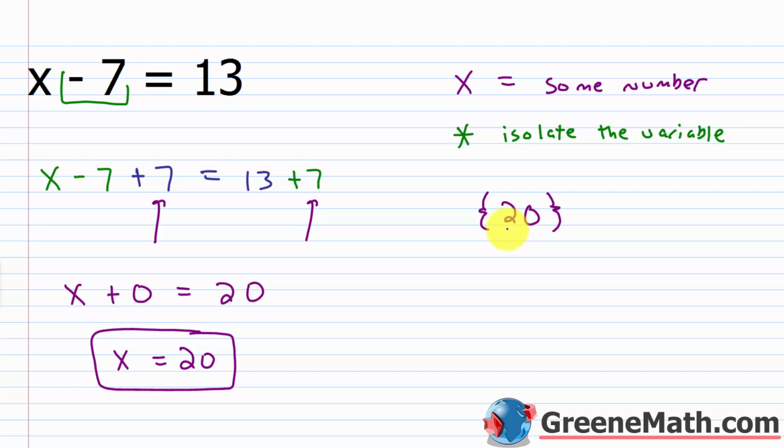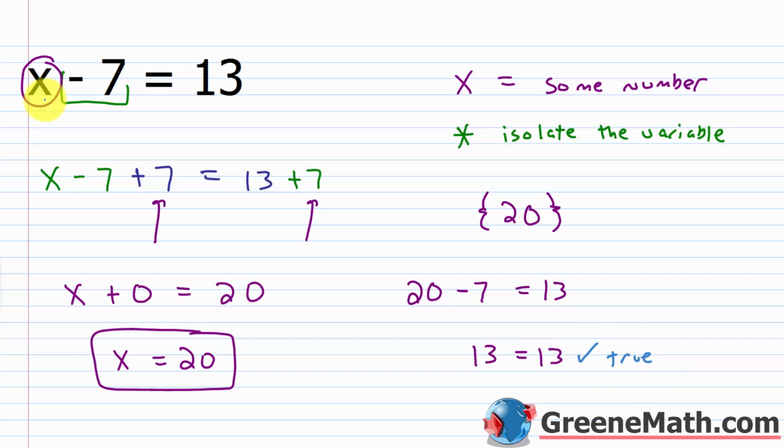It's just different notation. So we can always check this, again, by plugging in a 20 for x and making sure we have the same value on the left as on the right. So I would have a 20 minus a 7 equals 13. 20 minus 7 is 13, so 13 equals 13. So yes, this is true. We have the right answer.